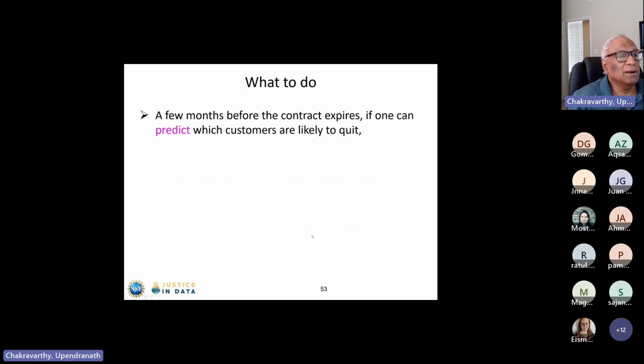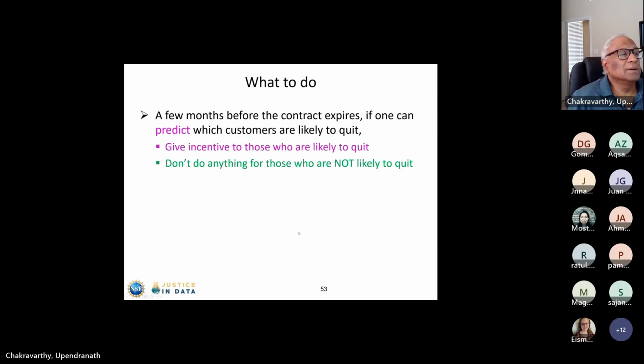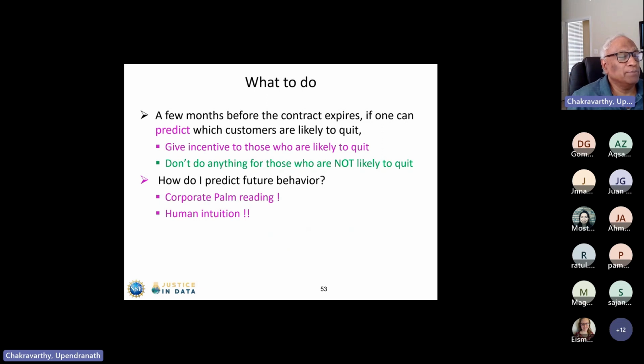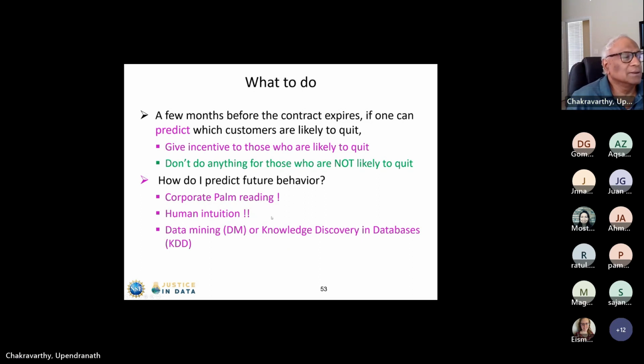So this is the example I was telling you. How do you want to determine future behavior? You cannot do a palm reading. It is human intuition, or data mining. So this was done before data mining by humans, looking at some data points, a small set of data points, and figuring out what is happening. Today, the same thing is done as data mining or knowledge discovery by using more data, real data, so that the results will be more accurate.